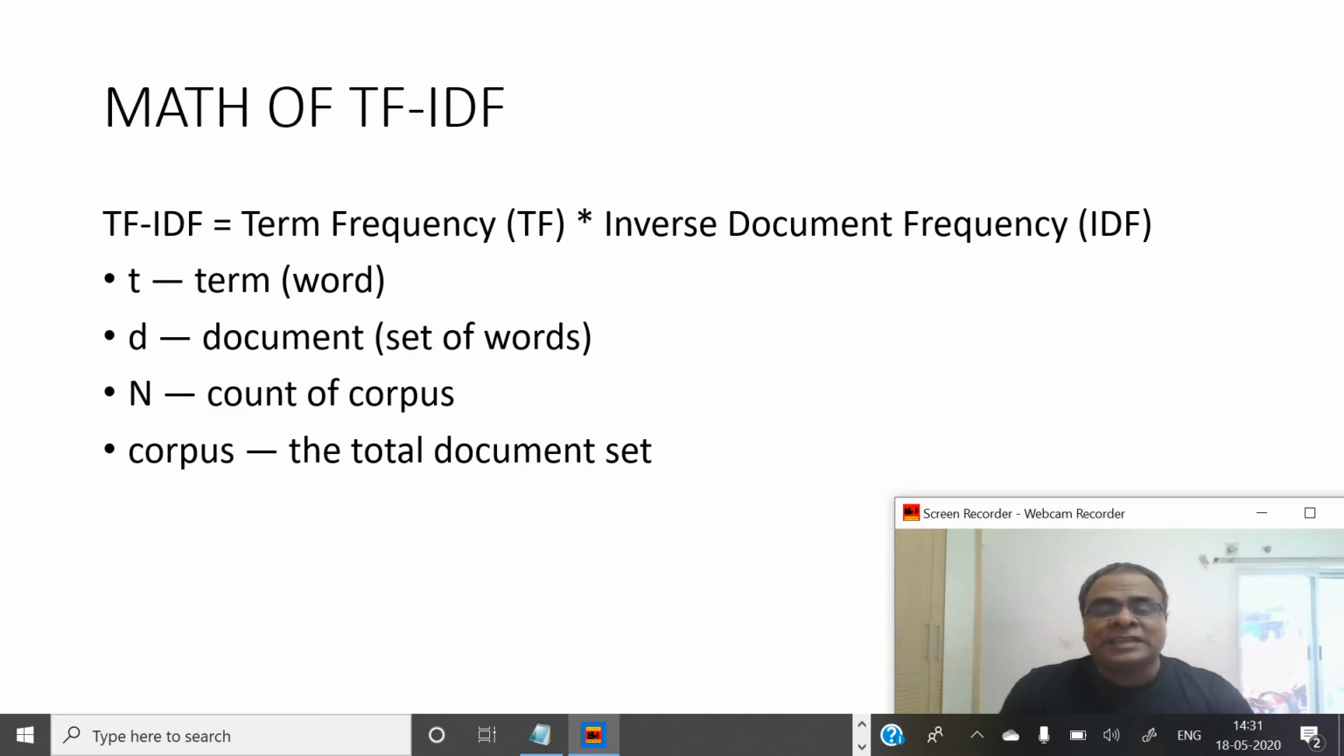The letters we are using: T means term or word. D means document, or set of words. N means the count of the corpus, and corpus means the total document set. These are the letters we use in the coming discussion. So the formula for TF-IDF is term frequency into inverse document frequency, IDF.